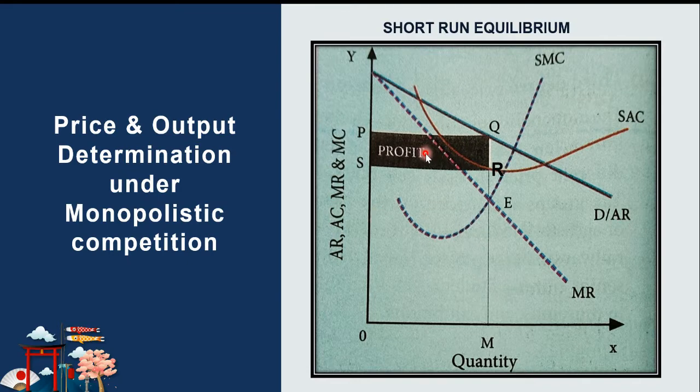Yesterday, we saw the profit during the short period. During the short period, the firm makes supernormal profit. That is the AR curve, MR curve, AC curve, MC curve. What is the total revenue? OMQP is the total revenue. What is the total cost? OMRS is the total cost. So revenue is greater than cost. So when you subtract the cost from the revenue, you get a profit of SRQP.